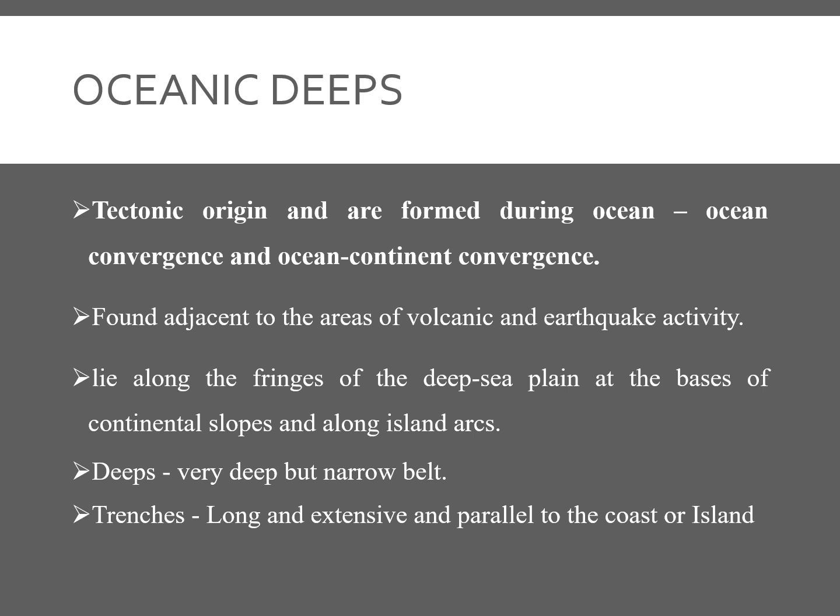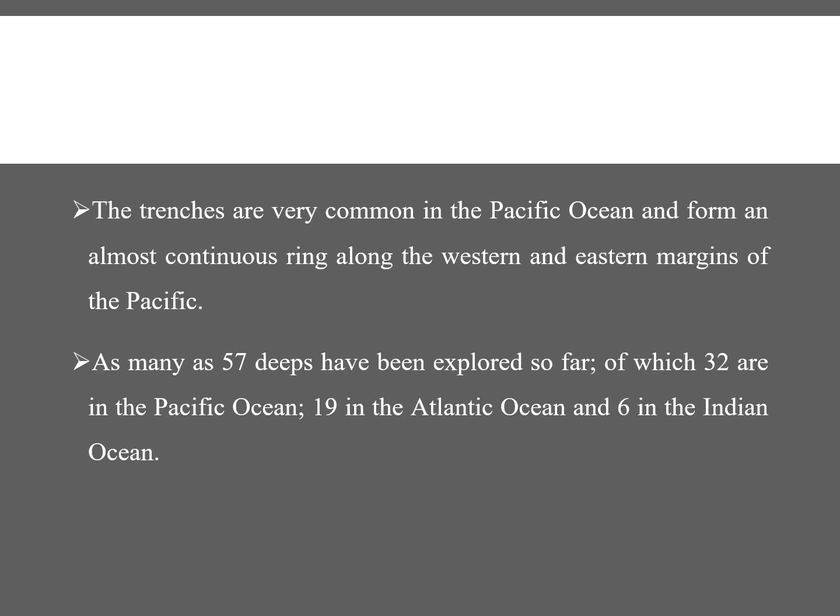Oceanic deeps consist of two types. One is deeps, which are very deep but only found along a narrow belt, and the other one is trenches, which are very long and extensive and found parallel to the coastal islands. The trenches are very common in the Pacific Ocean and form an almost continuous ring along the western and eastern margin of the Pacific Ocean, where there is more oceanic and oceanic plate convergence and oceanic and continental plate convergence.